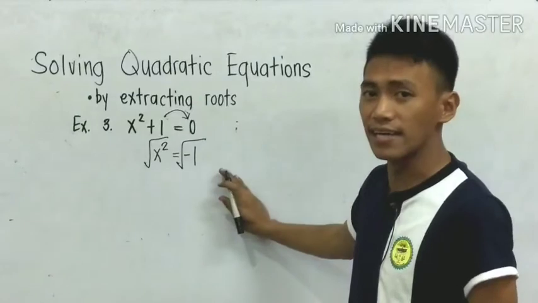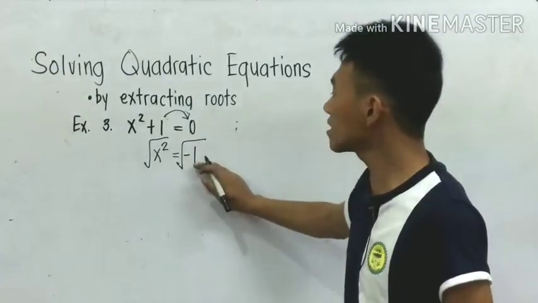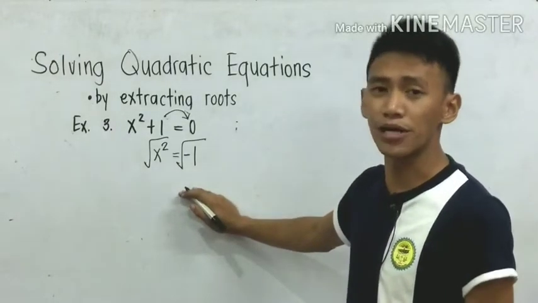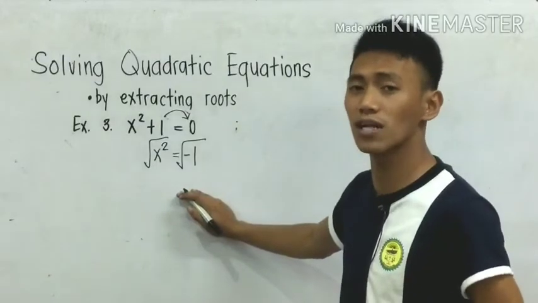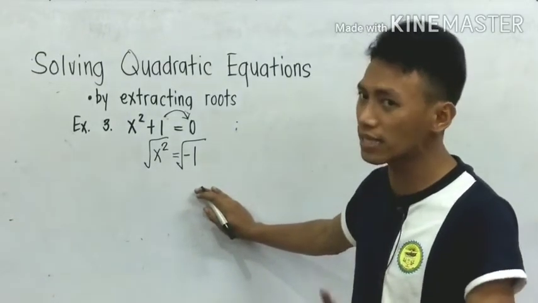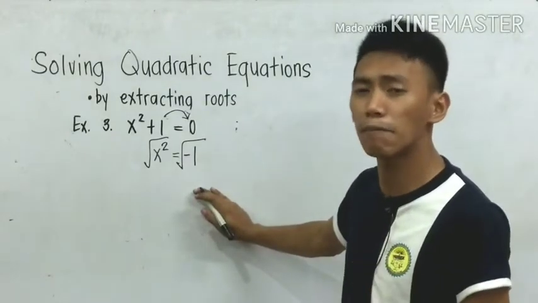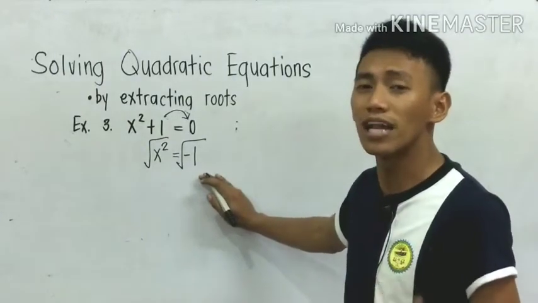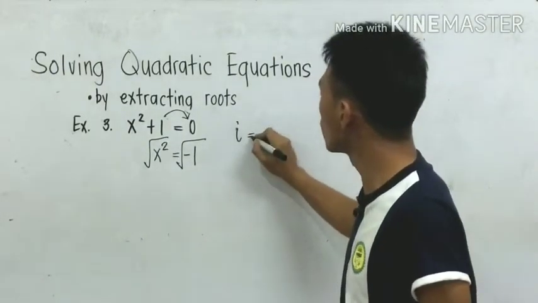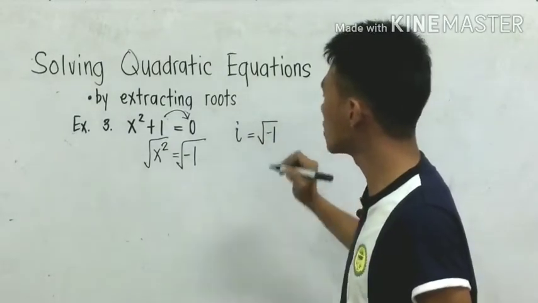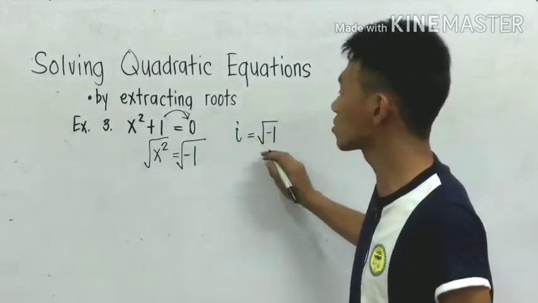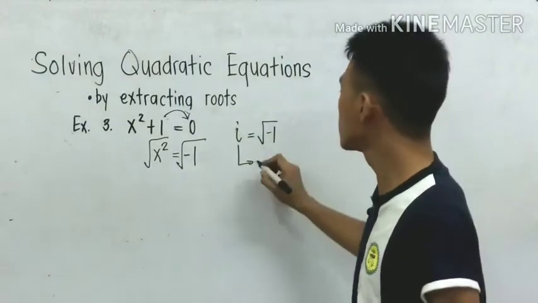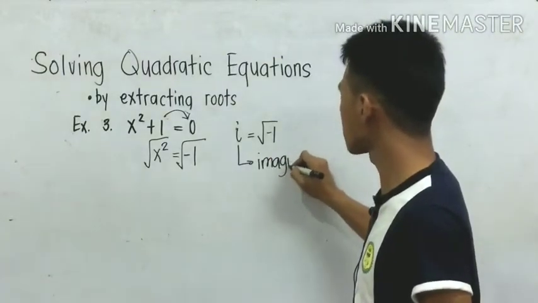So, dili pwede nga naay negative sign within the radical. Nganong dili man? It's because walay number nga i-multiply nimo sa iyang sarili nga mo-equal siya og negative. Di ba? Kay negative times negative, positive. So, dapat, atong buhaton, walay negative sign sa radical. So, we let i is equal to square root of negative 1. I-set na nato ang square root of negative 1 as i. Anong i man? Because i is an imaginary number.